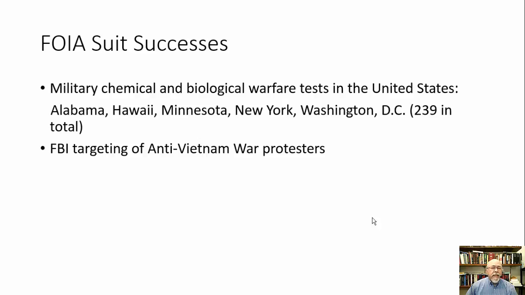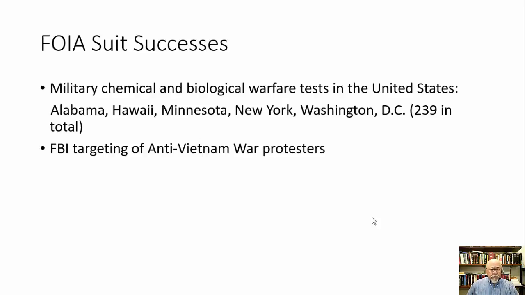In Alabama, the military flew aircraft over an Alabama town, and they sprayed from the military aircraft a variant of a pneumonia bacillus, and pneumonia rates went up significantly following that spraying. In New York, agents of the military went into the subway system and, using briefcases that were set up as sprayers, sprayed inside the subways, testing the effectiveness of chemical and biological warfare agents in New York.